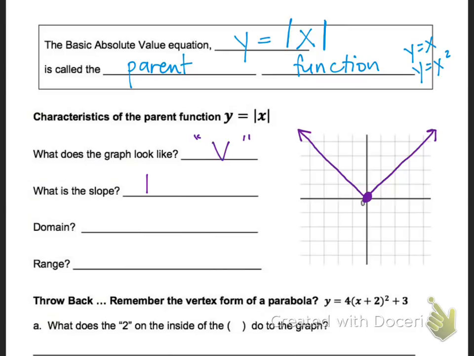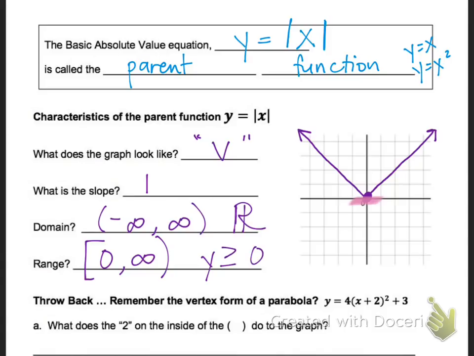If I were to read the domain, it is going to be all real numbers, so negative infinity to positive infinity. And we always attach parentheses to infinities because it never actually touches it. You could also write all real numbers. In the range, I'm reading from bottom to top. So the lowest point that this graph will ever touch in the parent function form is going to be at 0. And that does have a bracket attached to it, all the way to positive infinity. It goes on forever. Or you could say y is greater than or equal to 0 if you're using inequality notation.